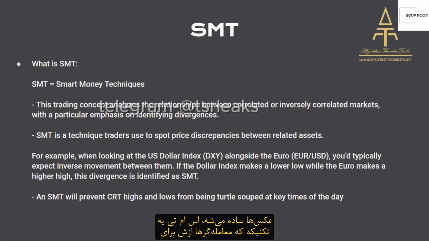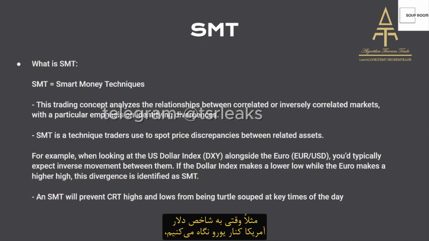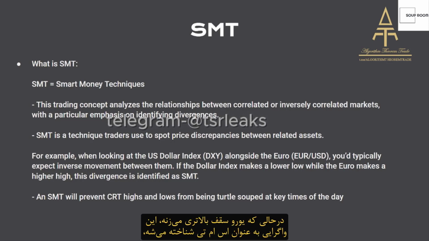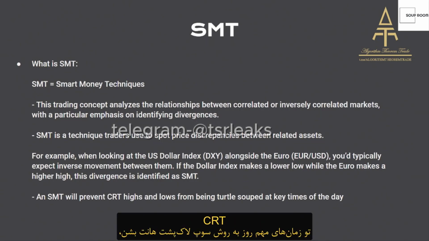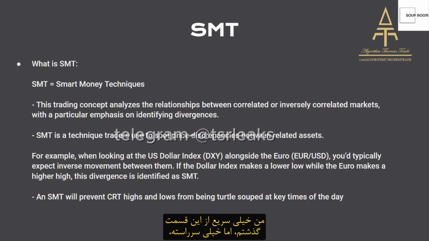SMT is a technique traders use to spot price discrepancies between related assets. For example, when looking at the US dollar index, the DXY, alongside the Euro USD, you typically expect inverse movement between them. If the dollar index makes a lower low while the euro makes a higher high, this divergence is identified as SMT. An SMT will prevent CRT highs and lows from being turtle souped at key times of the day. Write that down. Okay? I moved fairly quickly through this, but it is very straightforward.